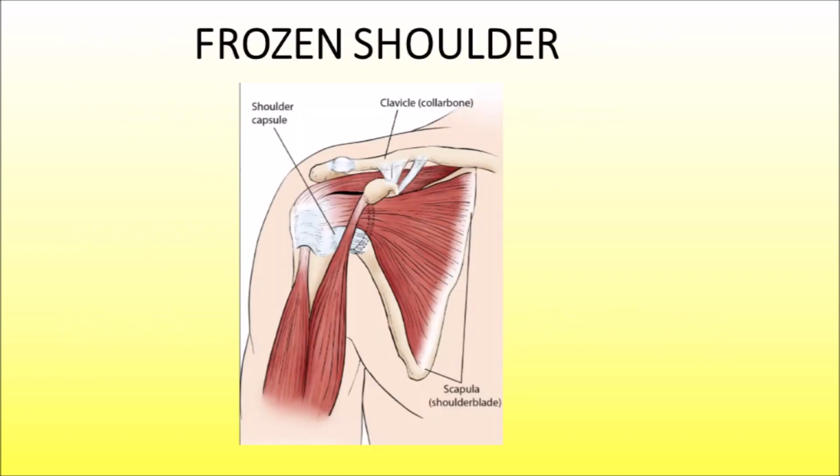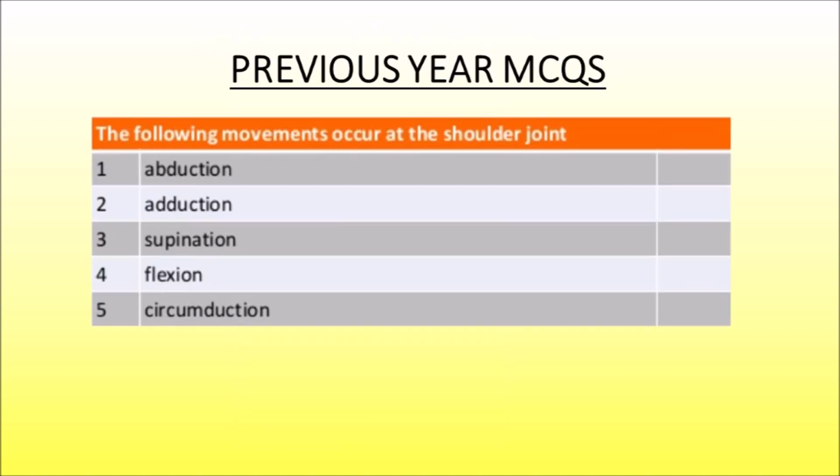As we have already discussed about the applied anatomy, this picture shows the frozen shoulder, which is due to the adhesion between the rotator cuff and the humeral head. Now let us move on to the most interesting section that evaluates yourself, that is the previous year MCQs. Let us start with the first one.